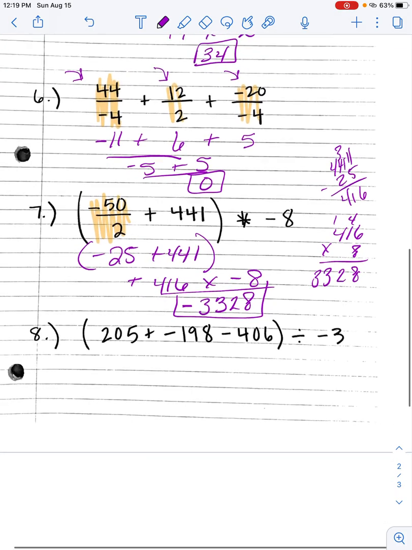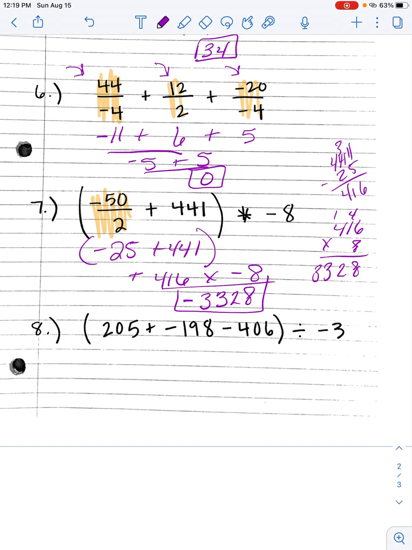Last one. Parentheses come first. I'm just going to work myself from left to right. 205 plus a negative 198. Those are different signs. Find the difference. The difference would be 7, and there's more positive. So my answer is going to be a positive 7.